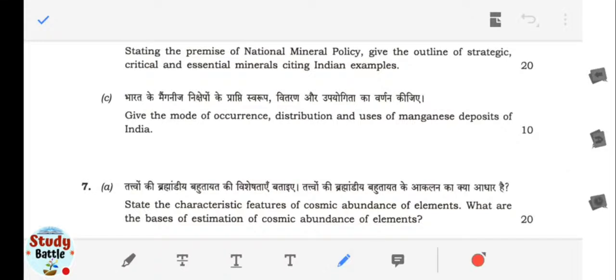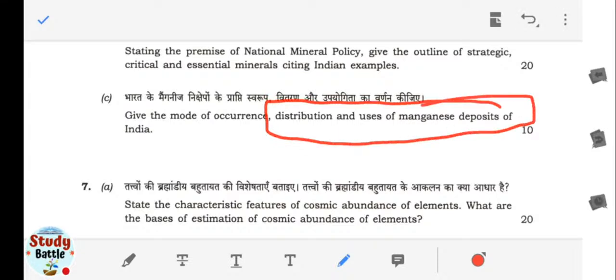Give the mode of occurrence, distribution, and the use of manganese deposits of India. So that we have talked about already. We have discussed this in a video; you can get it from the channel's playlist, Geology Paper Number 3. In that playlist, you can get this video on the manganese deposits of India. So you have to talk about the occurrences, their distribution, as well as the uses. Mainly you have to focus on these three topics. Occurrences means where these manganese minerals are occurring.